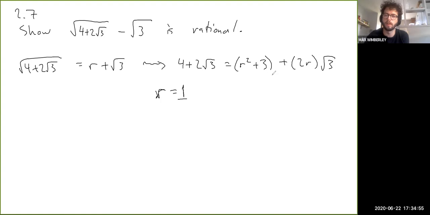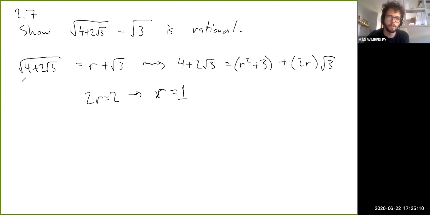What's nice about that is that 2r has to equal 2, right? That's how I got r equals 1. So 2r equals 2. And then that checks out with this too, right? r squared plus 3 equals 4, which is what we want.